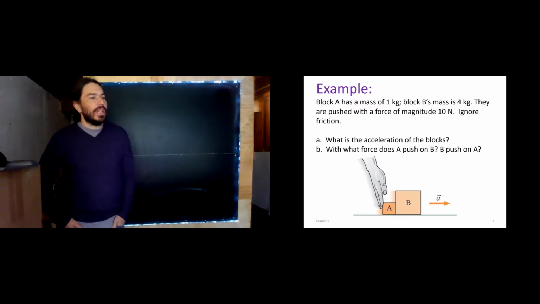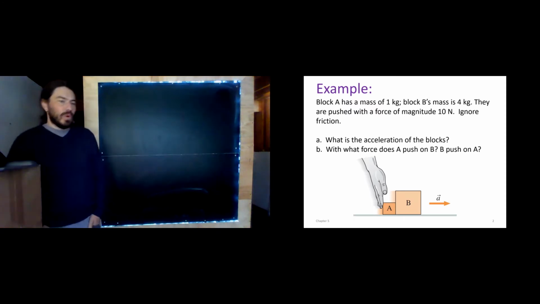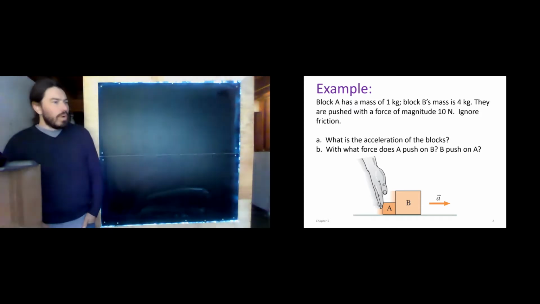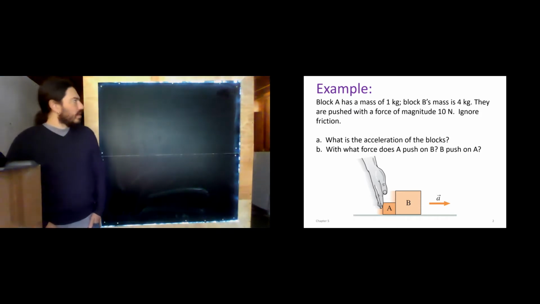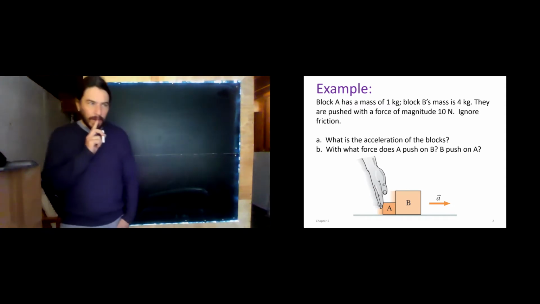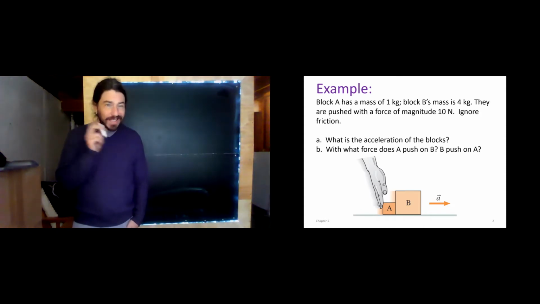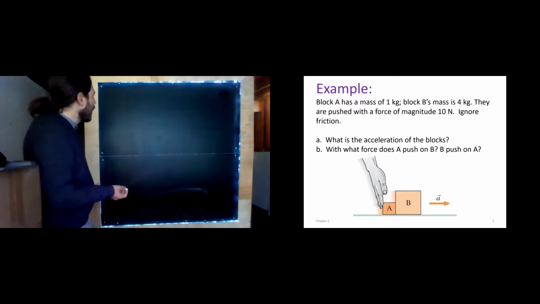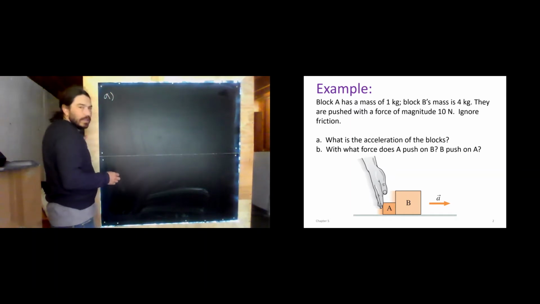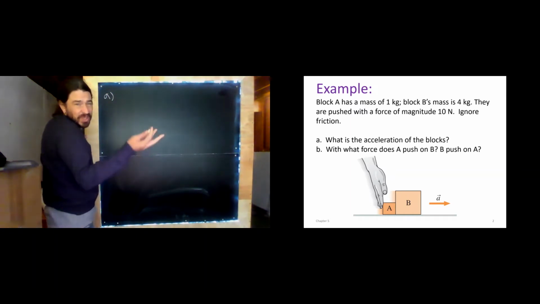So block A has a mass of 1 kilogram. Block B's mass is 4 kilograms. They are pushed with a force with a magnitude of 10 newtons. Ignore friction. What is the acceleration of the blocks? Okay, well, acceleration of the blocks. And I've been given a force and some mass. This must be a force problem, right? This has got to be. Acceleration of the blocks. Well, I think that in this case, for part A, it's a force problem. Let's just start with our steps.